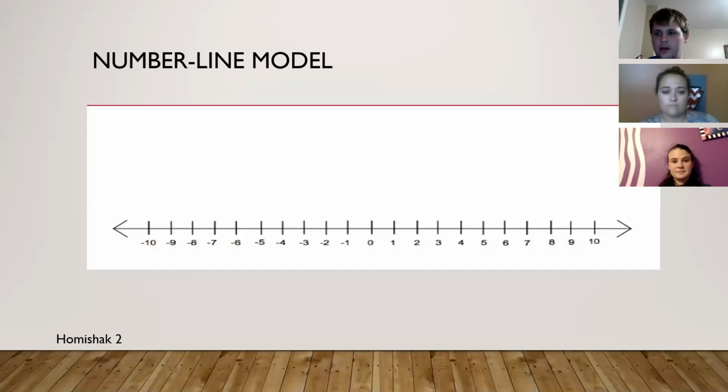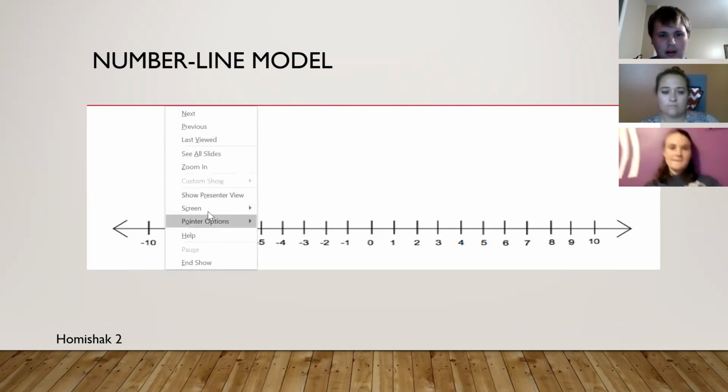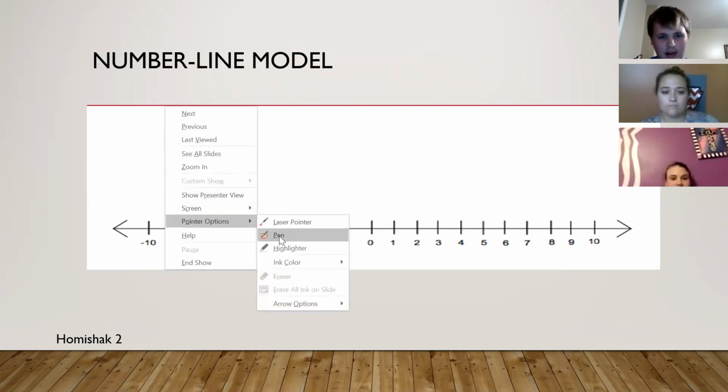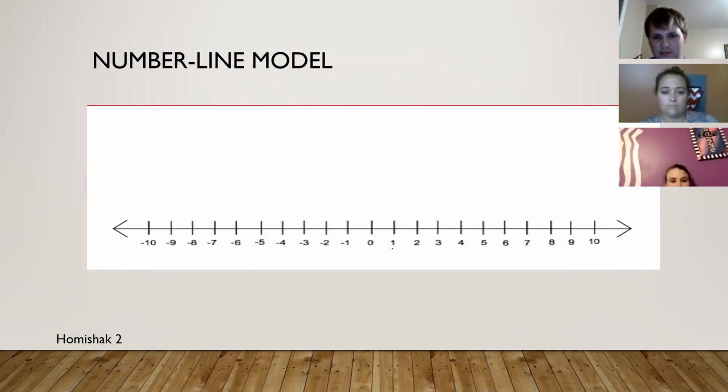For example, here we have the number line model, and let's say we wanted to do the problem of 1 plus 9. So 1 plus 9 equals 10, so start at 1, and then we go all the way over here to 10. We move over 9 spots in the positive direction. You'll have to forgive me on my writing here.